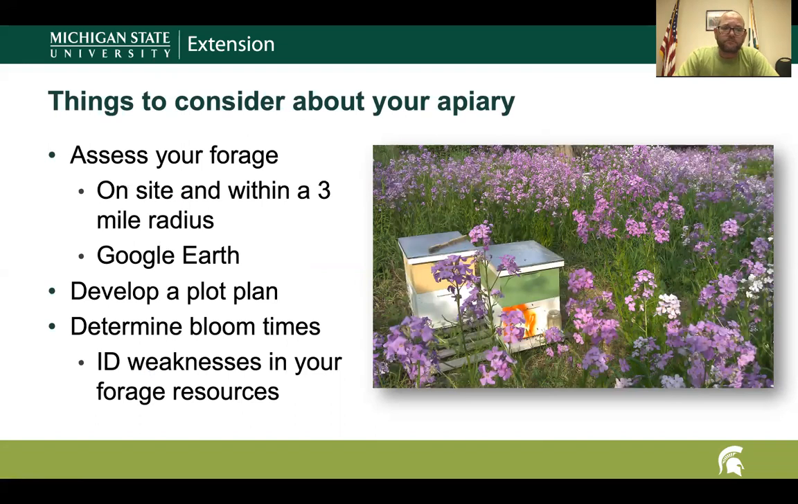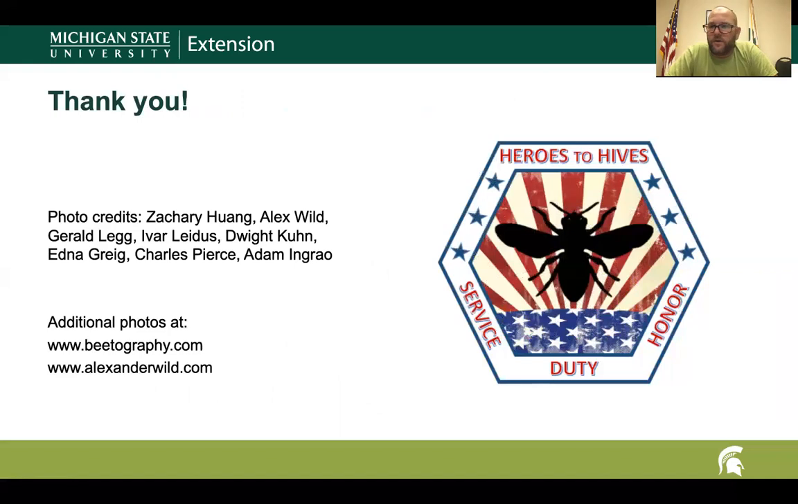I recommend developing a plot plan, particularly if you're going to be incorporating pollinator habitat into your landscape. Develop a plot plan and decide what you're going to be putting in there, and how you're going to orient that into a space. Determining bloom times is really important, and that goes along with understanding the forage resources that are available in your area. And this allows you to identify weaknesses in your resources. So if you know what's going on in the area, you can definitely look and see how you can fill in those gaps.